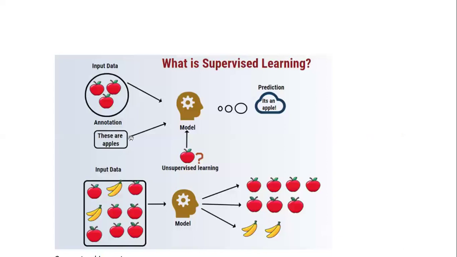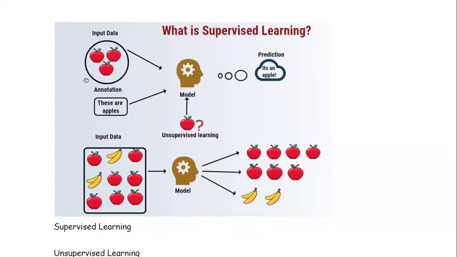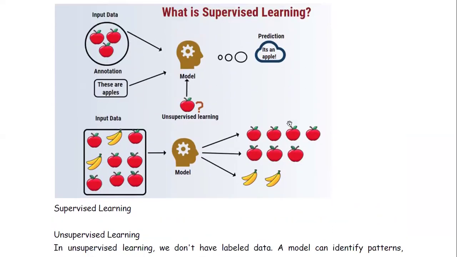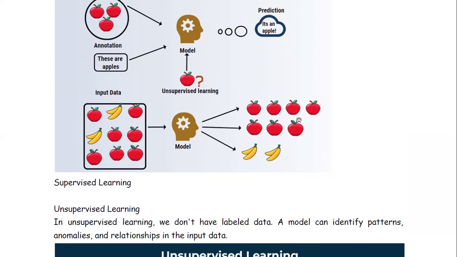Then unsupervised learning. But before going to that, let's first try to understand supervised learning through this figure. You can see here, these are the input data. Through this input data, which has the tags that they are apples, this model is being trained, right? Then when some new data comes, it will be able to understand or predict what the labeled data is.